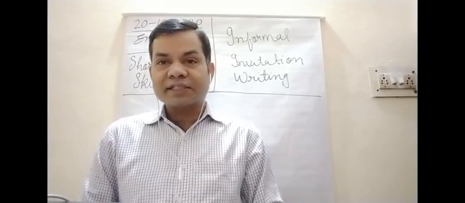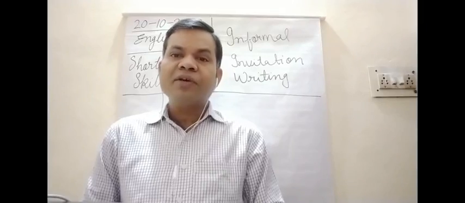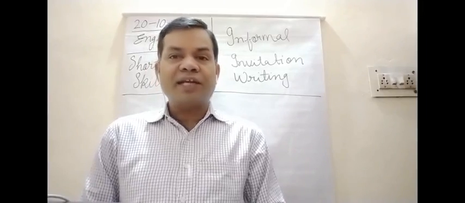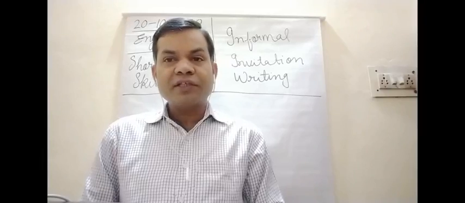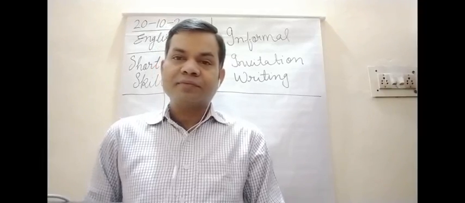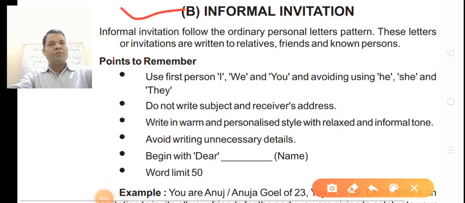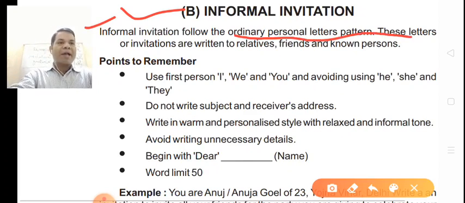Okay, so let us discuss what are the important points which we must keep in mind while writing an informal invitation with solved examples. Informal invitation. Informal invitation follows the ordinary personal letter format. These letters or invitations are written to relatives, friends, and known persons.